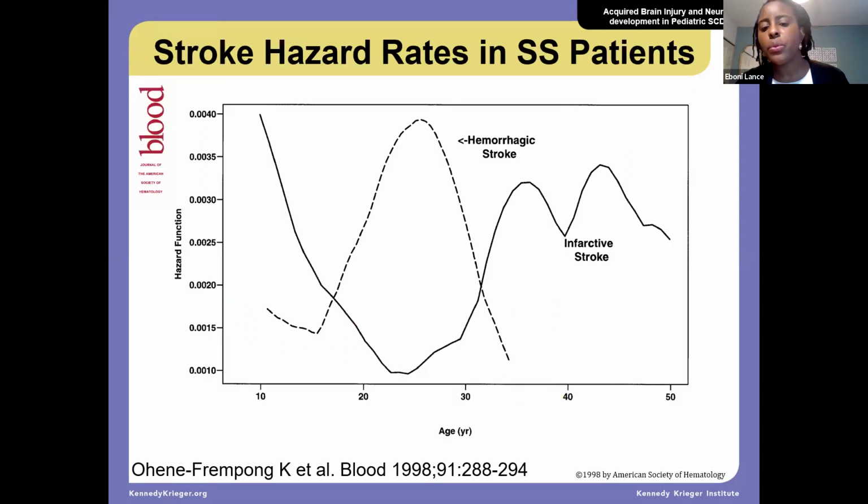So then I just wanted to return to this natural history study, again noting that patients under 10 had the highest risks of stroke. From our study looking at 8 to 12-year-olds, we definitely saw that that was true, but that a lot of patients already had brain injury or neurocognitive deficits at that point in time. And so we knew that we needed to look at younger patients.